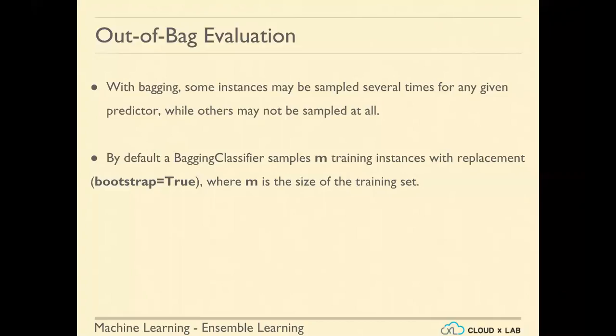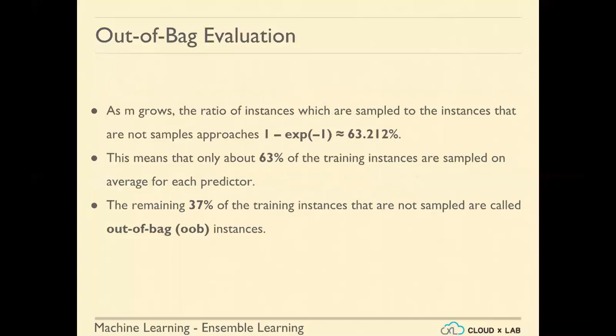By default, a bagging classifier samples m instances with replacement, where m is the size of the training set. Now, as the size of the input data grows, the ratio of instances which are sampled is approximately 63%. There is some formula that I'm yet to figure out for how this number came around. That means about 63% of the training instances are sampled on average for each predictor.